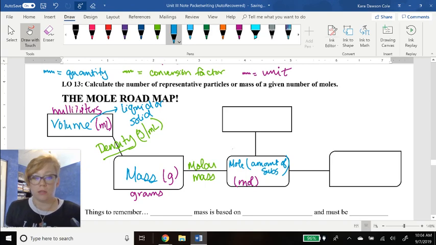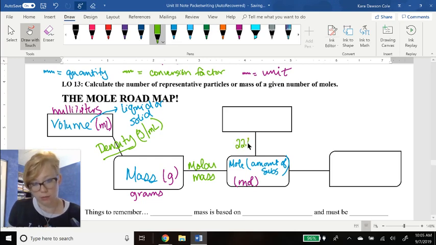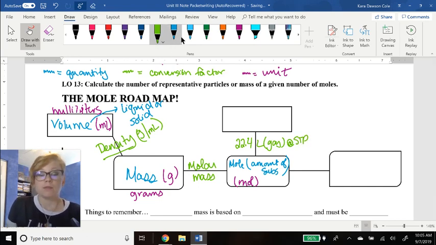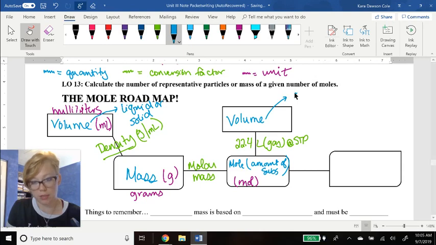Then I also know that the mole is equal to 22.4 liters of a gas. So again, this is a gas, and this is at STP. This quantity is also considered the volume, but instead of it being a liquid or solid, this has to be a gas. And this is measured in liters, which is a capital L.